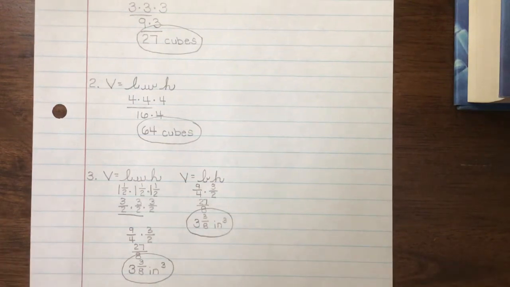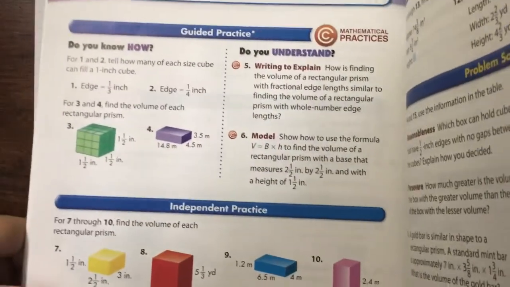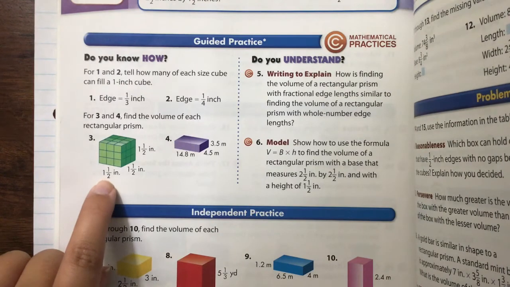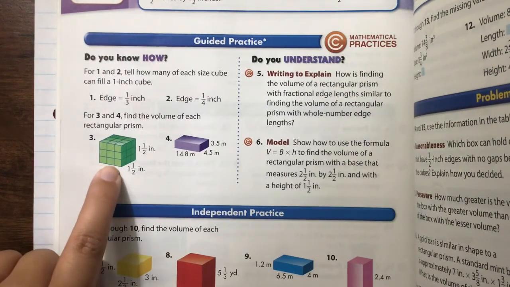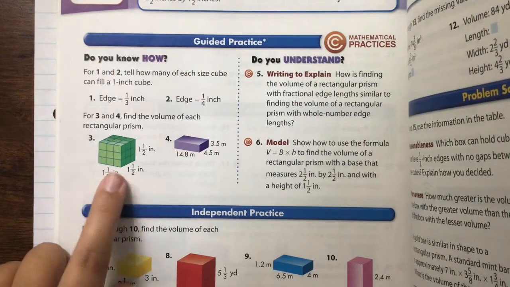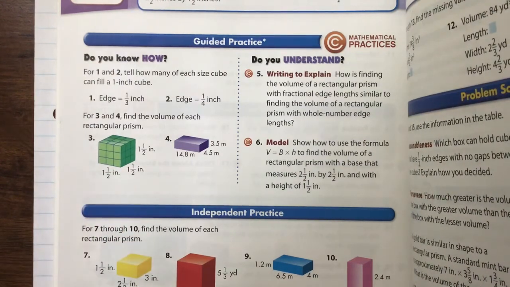So if I go back and look at my text, if I look at these green cubes, 3 and 3/8 would fit into this larger cube.